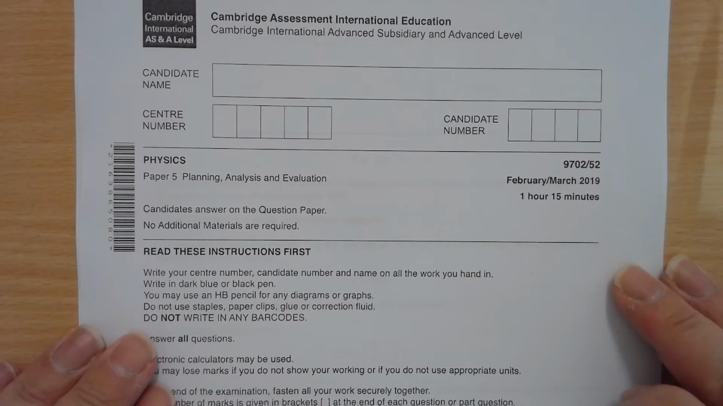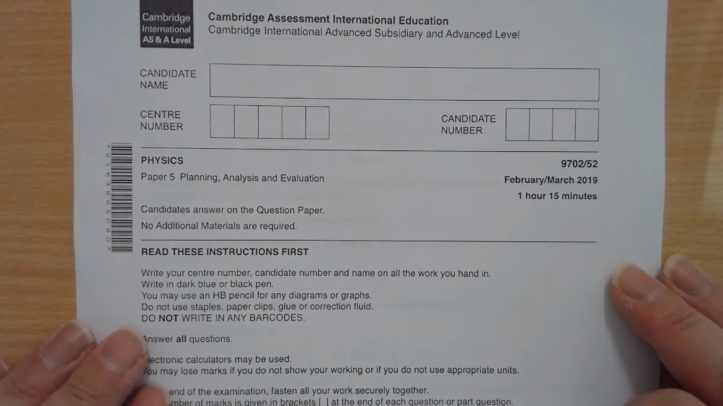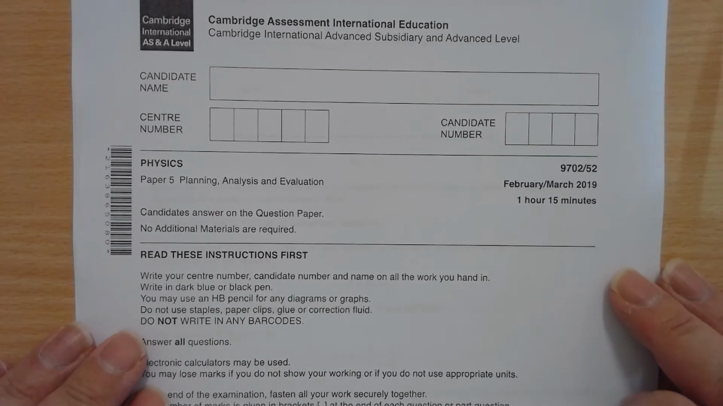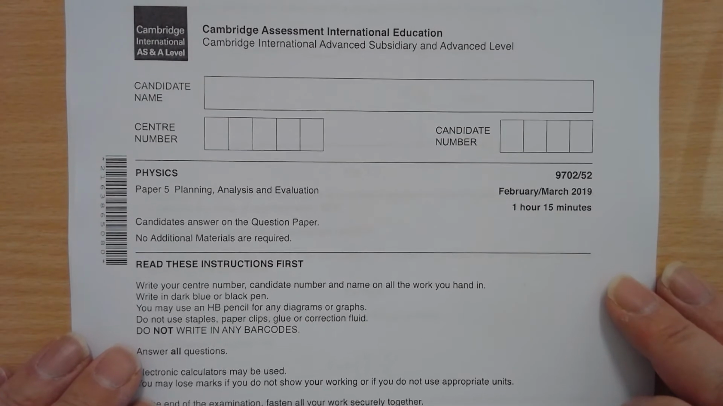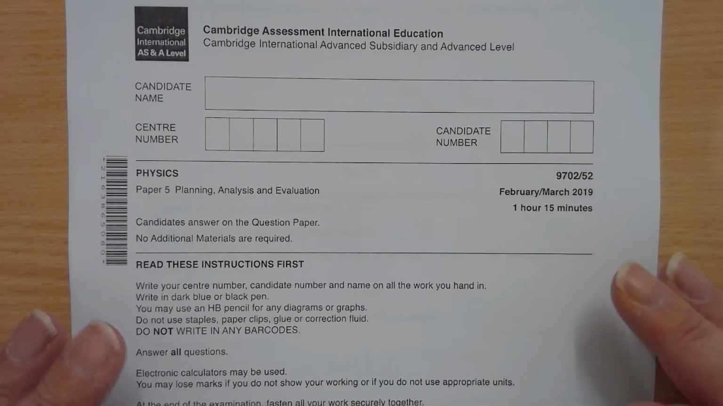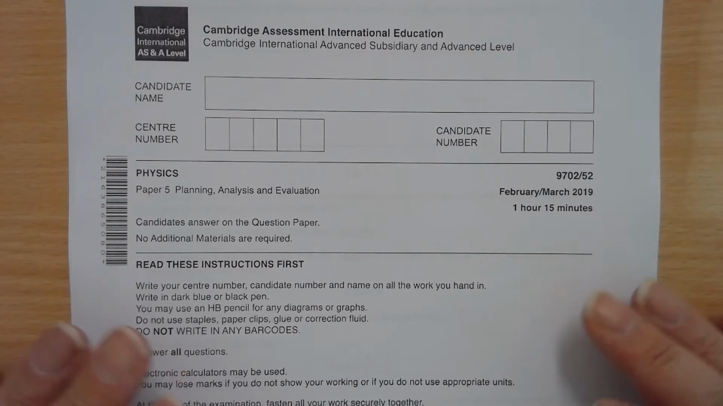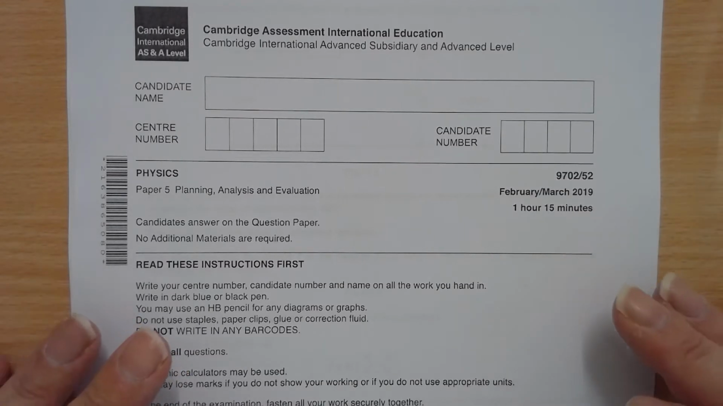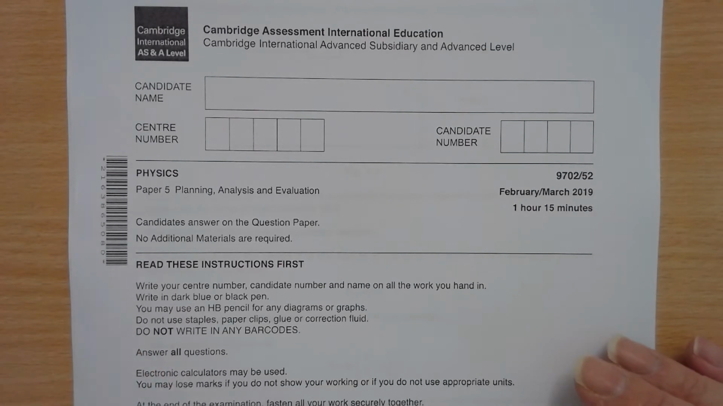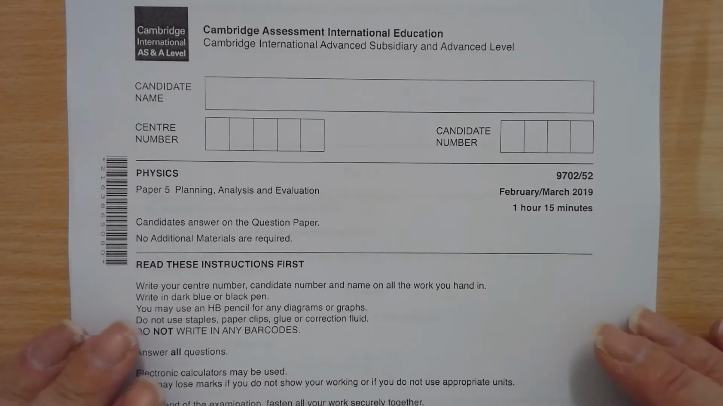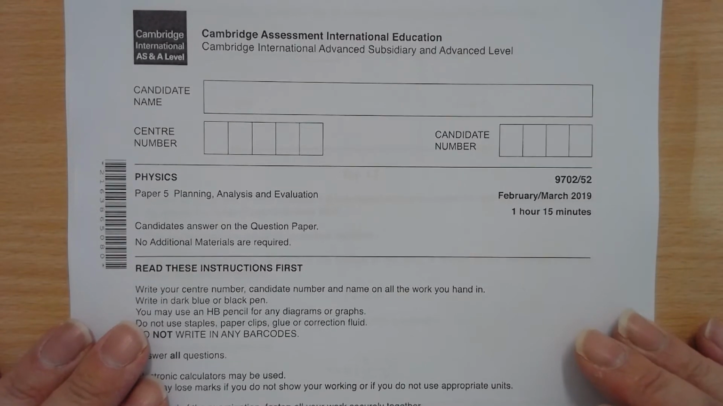Hello, this is the walkthrough for paper 5. I'm actually going to use the February-March 2019 paper for this walkthrough, but you could use almost any for demonstrating how to tackle paper 5 because they're quite formulaic. They follow pretty much the same scheme every time. It's just the numbers are different, the context is different, and the physics underlying it may be slightly different, but in terms of what you actually have to do, it's pretty similar every time.